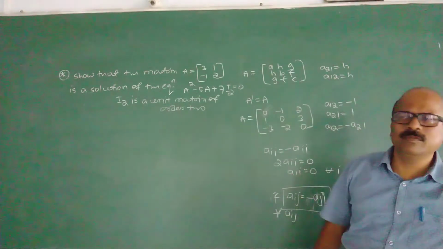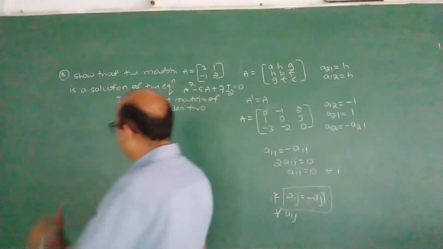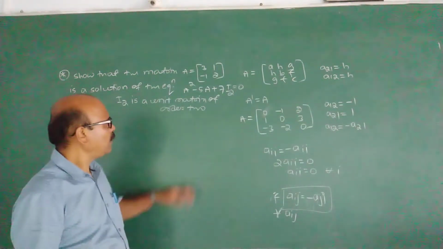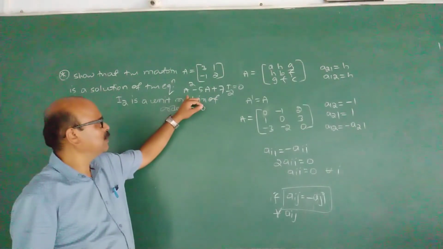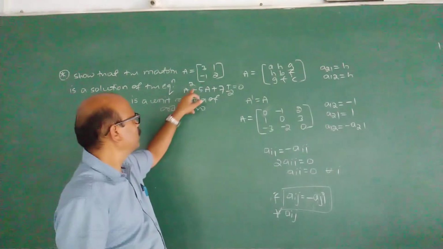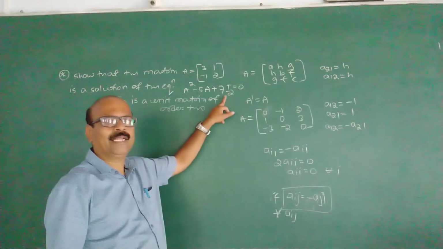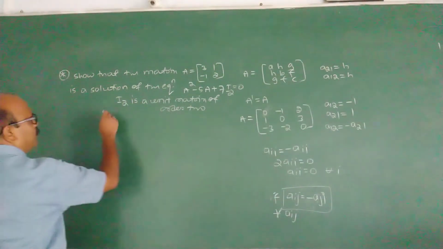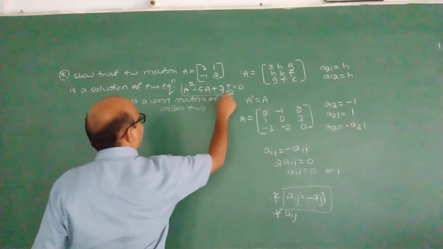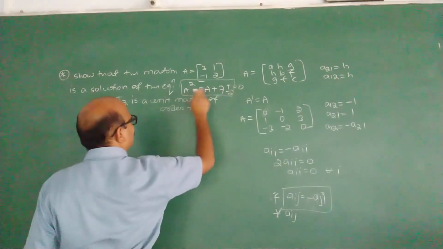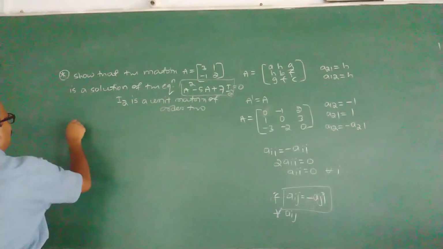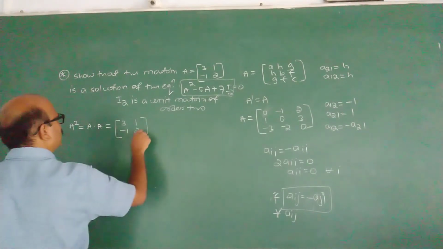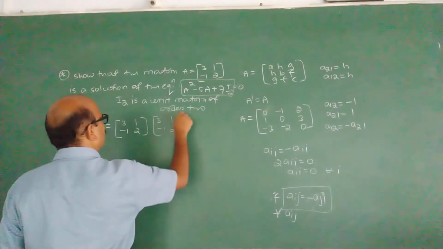You have solved this type of problems. Show that the matrix A is solution of this equation. What is the meaning of this? A is the solution of this equation means you have to prove that if you substitute A here, left hand side must be identically 0. That is the meaning of solution. You have to prove that A square minus 5A plus 7I2 is 0. What do you mean by A square? A square means A into A. Therefore, 3 1, minus 1 2 into 3 1, minus 1 2.